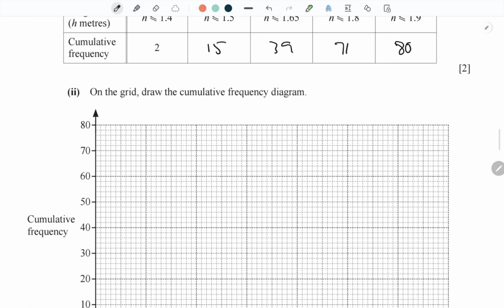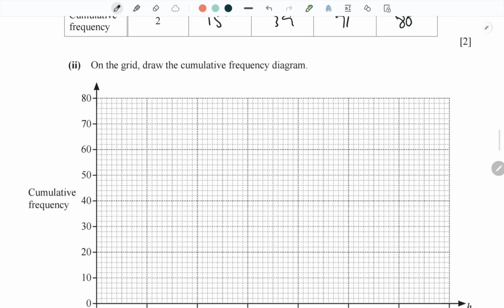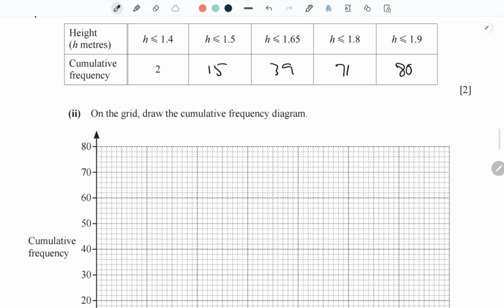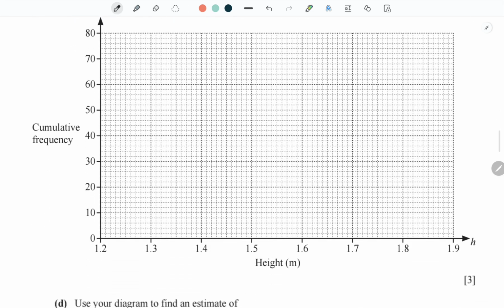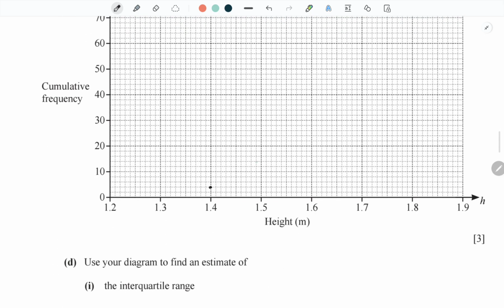Now on the grid, draw the cumulative frequency diagram. So we draw the diagram here, where we have the starting point. We use the upper bound to draw this. First, when we have 1.2, we have 0. Then 1.4, we have 2, so I mark this point as 2. Then 1.5, what is the value on 1.5? We have 15, so 15 means the middle of this one, that means this.